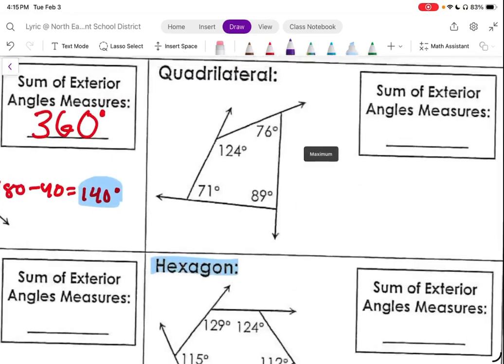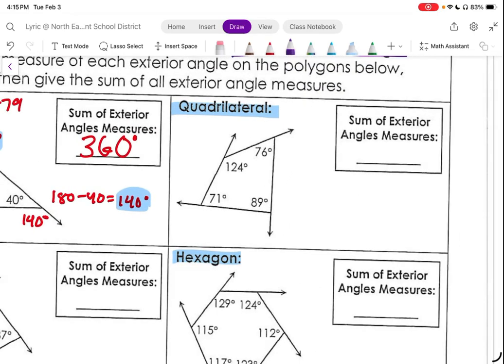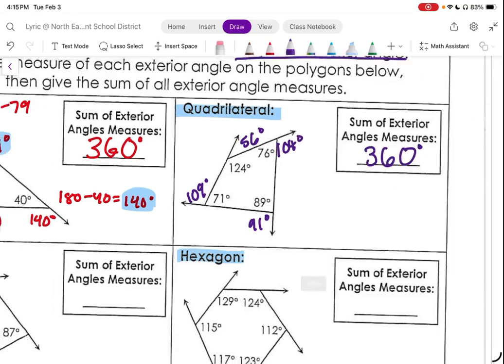Okay, hopefully you subtracted them from 180 already, and you found that these angles are 56 degrees, 104 degrees, 91 degrees, and 109. These four total up to 360.